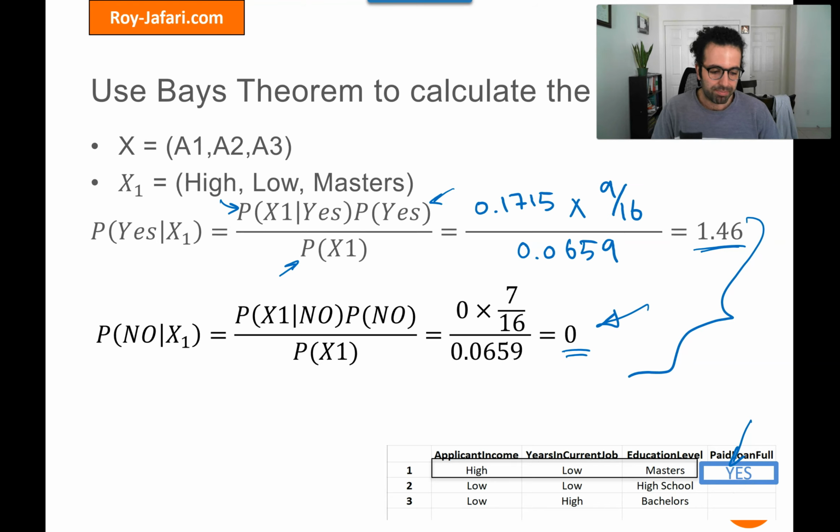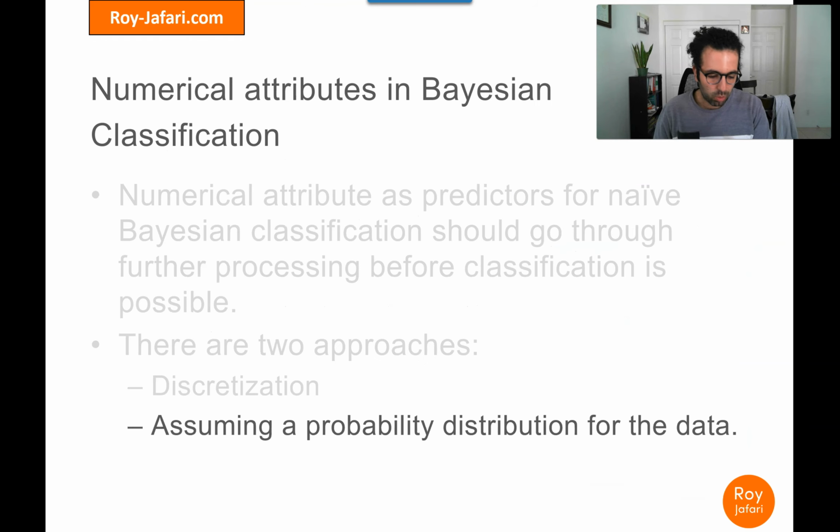So that's how Naive Bayesian actually calculates these probabilities. All right, so when we were starting to talk about Naive Bayesian, we did say that we need to only have categorical values. If you have numerical values, you have to do either discretization or assume a probability distribution for the data. So we looked at the discretization. Now let's focus on this other way of going about this.